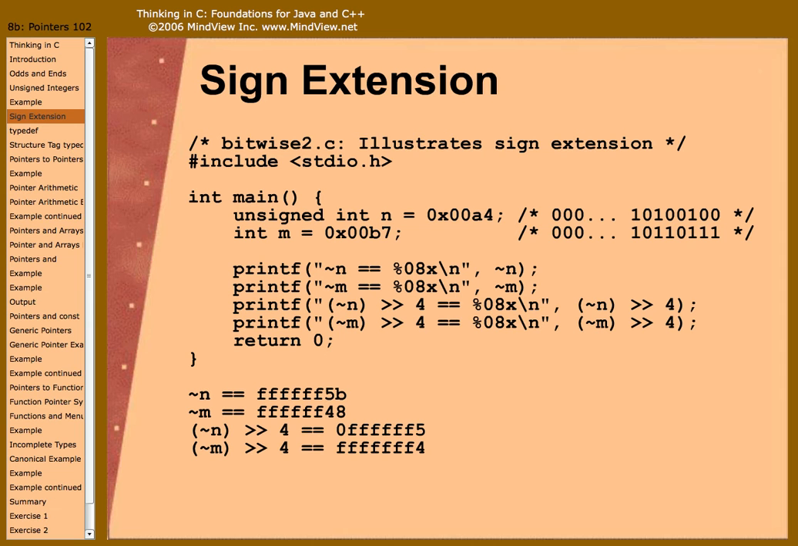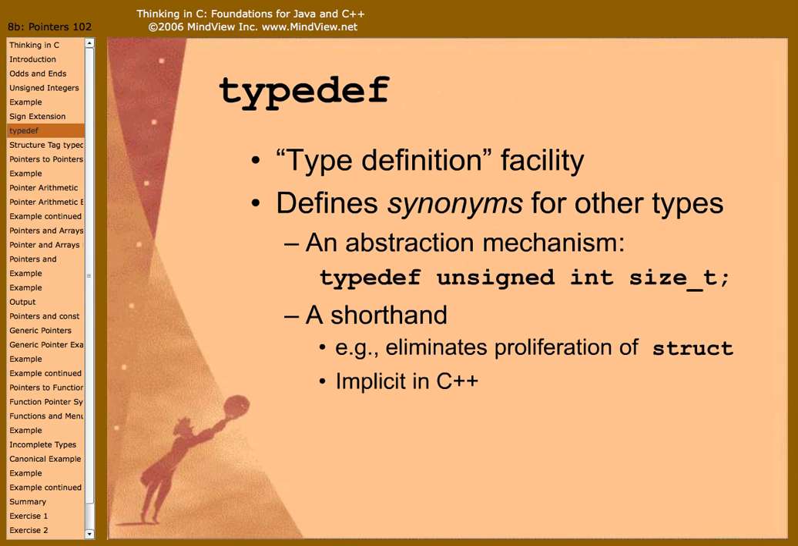So that is the main difference between signed and unsigned as far as bitwise operations are concerned. If you want to propagate a 0 instead of the sign bit as you shift to the right, you declare the integer unsigned. And that's what it will do. Otherwise, it'll do the normal sign extension. Now, how is it that I can have something like size_t, but it's really just an unsigned int?